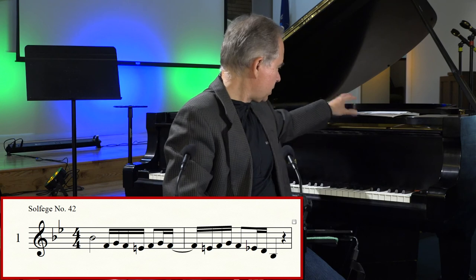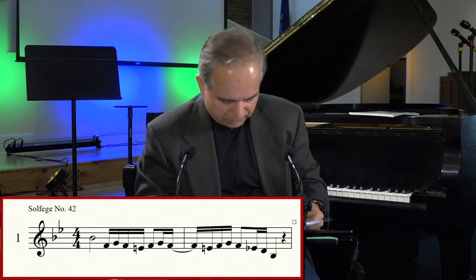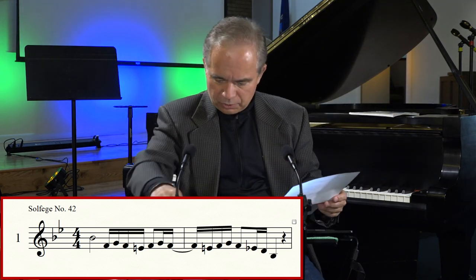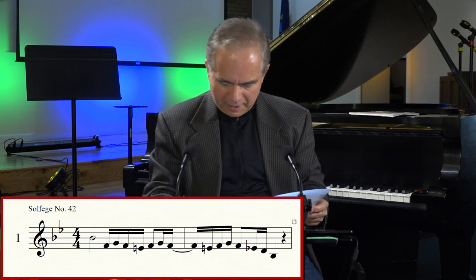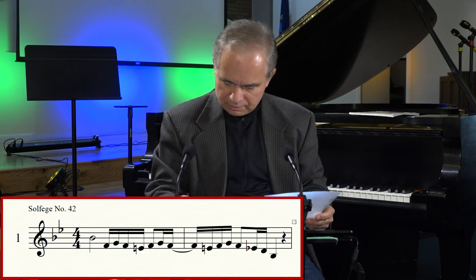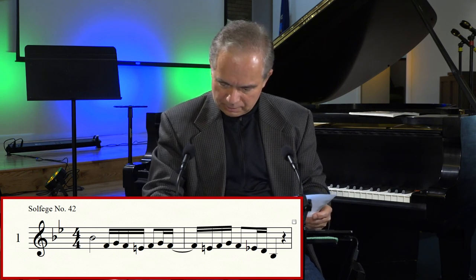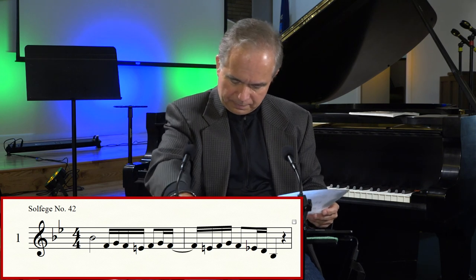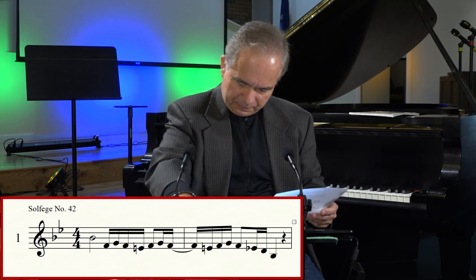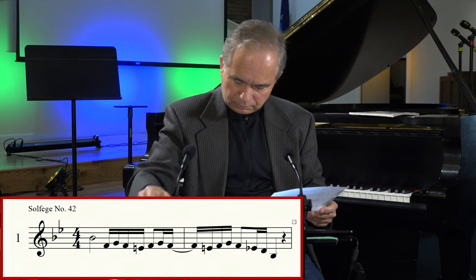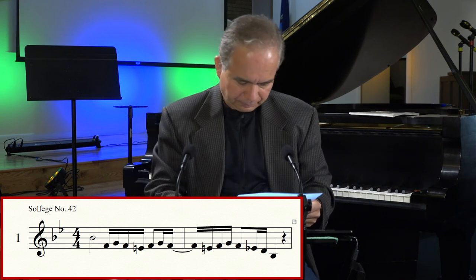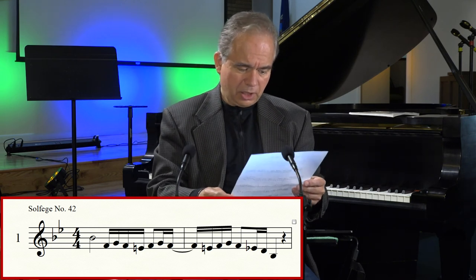Again, I do this because there's a lot of 16th notes here. If the note values were a little bit slower, then a faster tempo might be justified. So let's see. Let's bring the volume up. This is 70. B flat, C.